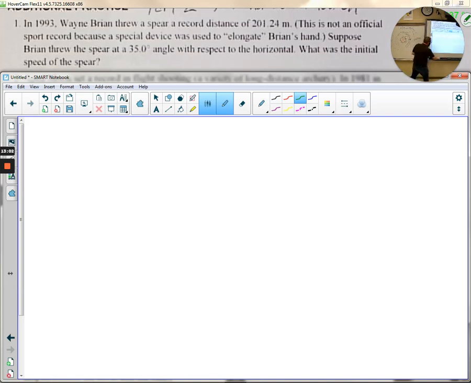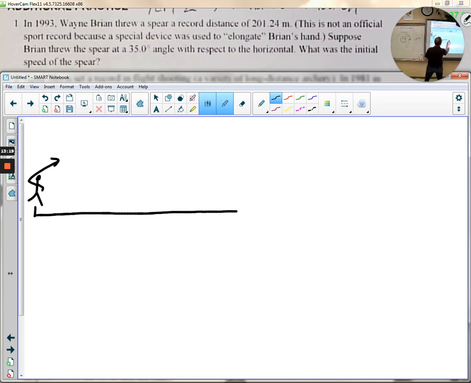So let's talk about what we know here. Okay, we know that Bryan is down here chucking his sphere. That's a sphere. He's going to chuck this sphere, and it's going to travel a total distance of 201.24 meters. Now, we're going to make an assumption here that he is throwing it from ground level, even though he's just slightly over ground level, because they don't give us that. So the only assumption we can make is that it's going to be leaving the ground close to ground level.